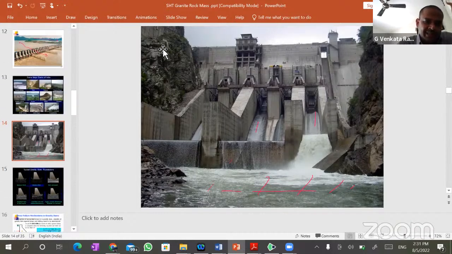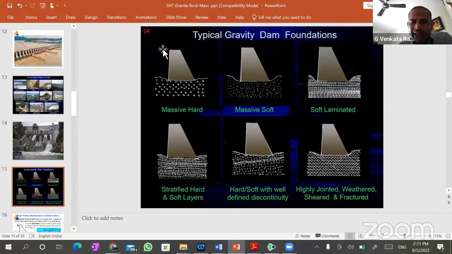Okay, see, but ultimately this gravity dam is resting on maybe massive hard rock, maybe massive soft rock, maybe soft laminated rock, maybe stratified hard layers, sometimes maybe hard and soft rock, maybe a jointed rock mass. So why do we actually have to perform those particular tests, both concrete over rock and rock over rock?